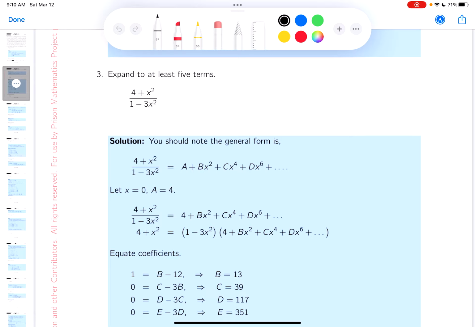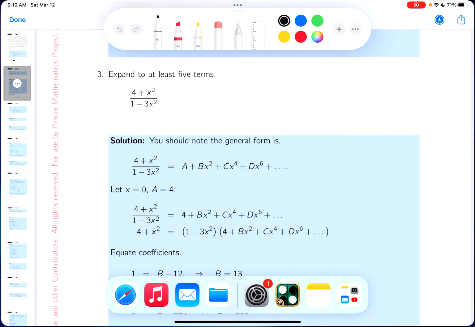Okay, number three, we're going to do two different ways. The first two we did by recognizing a pattern. Now we're going to do it by long division and by equating coefficients. I'm going to use the whiteboard, and I'm going to try long division first. I find long division the easiest to do, generally speaking.